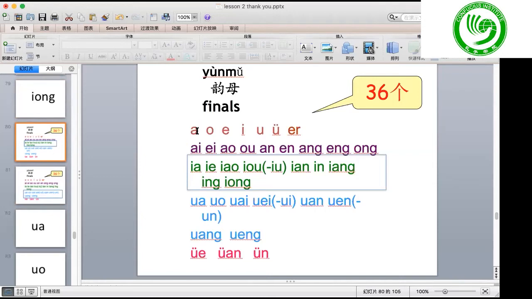跟我读 A, O, E, I, U, U, R, I, A, ao, o, an, en, ang, ng, ong. Here are the third line.